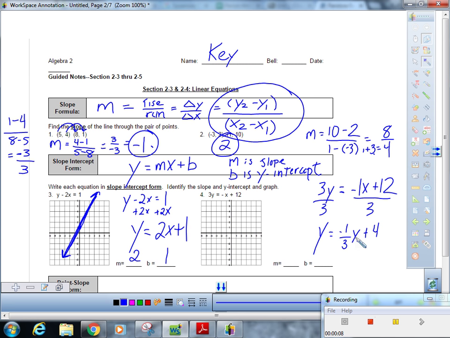Okay, so what's my slope? Negative 1/3. And my y-intercept is 4. All right, so then I go up to my 4. It's rise over run. So I go down 1, but over 3. Down 1 over 3.